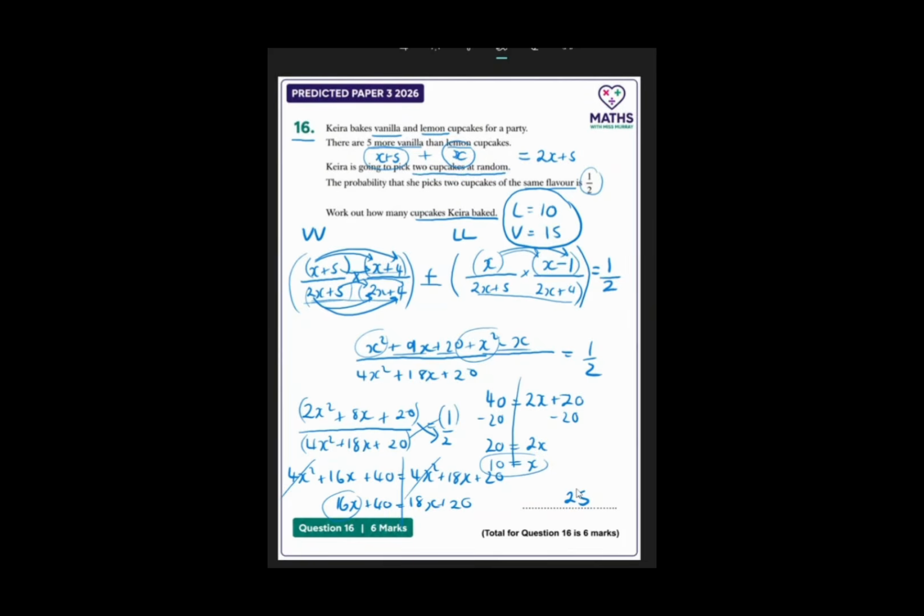So you would get a mark for this expression up here, I would imagine. Then you would get a mark for working out either vanilla or lemon. If you've got both of them, that would be another mark, so that would be 3. You'd get a 4th mark for having it as an equation. And then you'd get a mark for simplifying it down here, and then you'd get a mark for having your final answer. So that's why it's worth 6 marks. There's quite a lot of working out there.